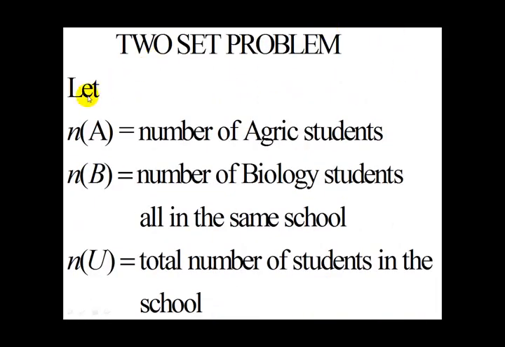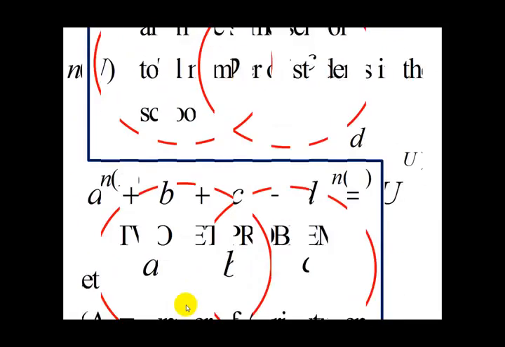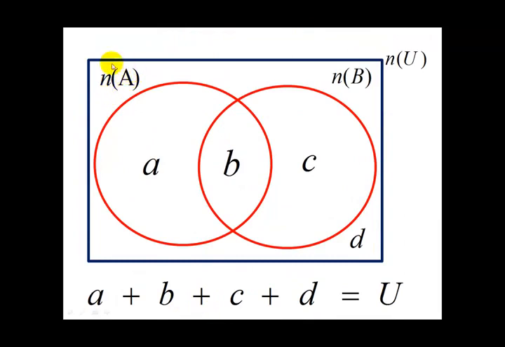Now, let n(A) be equal to the number of Greek students. Let n(B) be equal to the number of biology students, all in the same school. And n(U) equals the total number of students in the school. Now, A represents the number of students who read only Greek. B represents students who read both Greek and biology. And C represents students who read only biology. And D represents students who read neither Greek nor biology. Now, when we add A to B to C to D, the result should be equal to the total number of students in the school. So A plus B plus C plus D equals n(U).